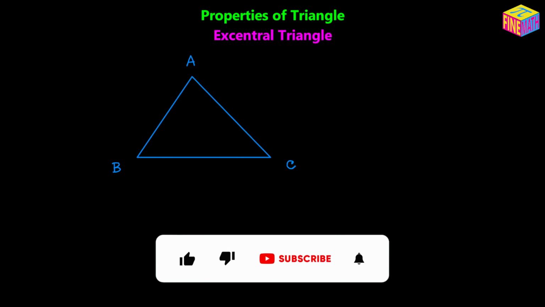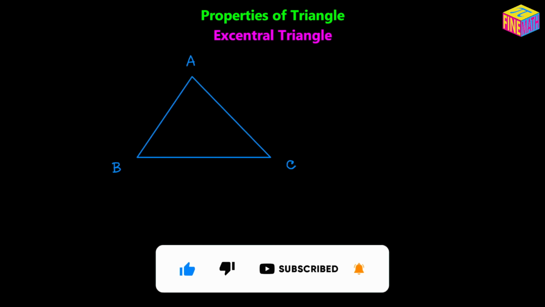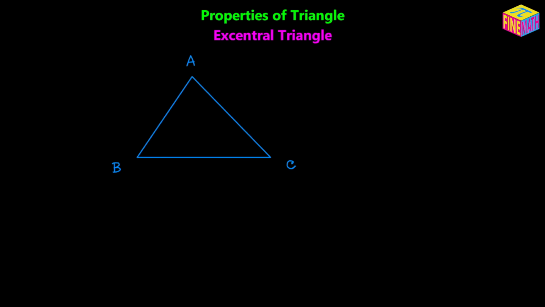So let's first try to understand what an excentral triangle is. Well, an excentral triangle is the triangle which is formed by connecting the excenters of a triangle. For example, we have a triangle ABC and we are going to draw the excenters of this triangle.